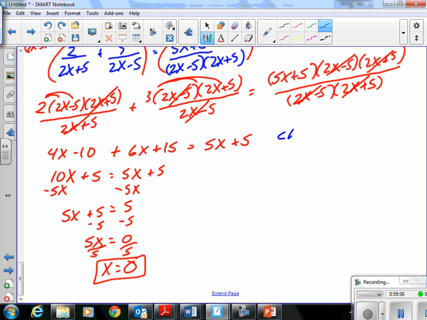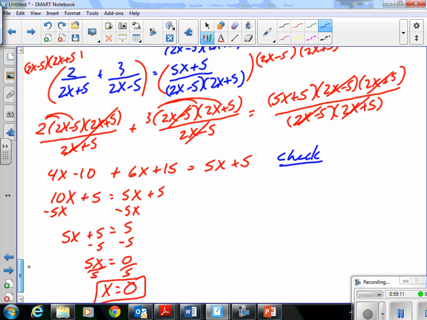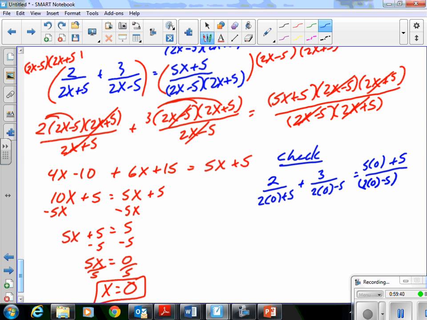So then we need to go ahead and check. Make sure it doesn't give us an undefined value or some other problem that doesn't work. So it's going to be 2 over (2 times 0 plus 5) plus 3 over (2 times 0 minus 5) equals (5 times 0 plus 5) over (2 times 0 minus 5)(3 times 0 plus 5).